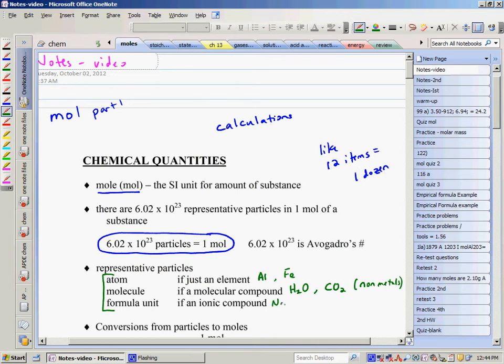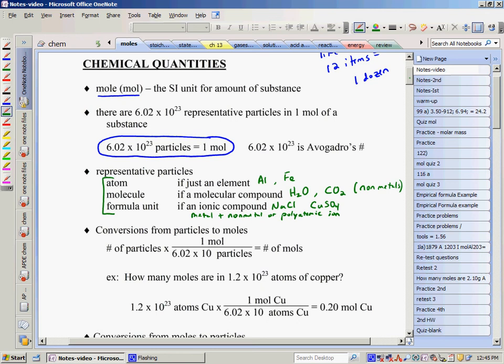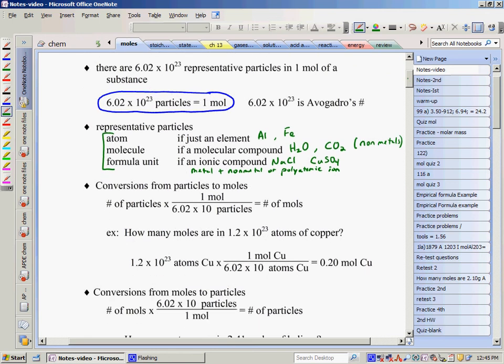Metal plus nonmetal, or polyatomic ion. Now, we're going to use that fact, that Avogadro's number, to do conversions. We can convert from particles to moles or from moles to particles. Because 1 mole equals 6.02 times 10 to the 23rd, whether that 6.02 times 10 to the 23rd is in the bottom of a fraction or in the top of a fraction. And you're going to have to make a little correction here to the notes because I couldn't type an exponent within the fraction. So wherever it says 6.02 times 10, that exponent should be 23.